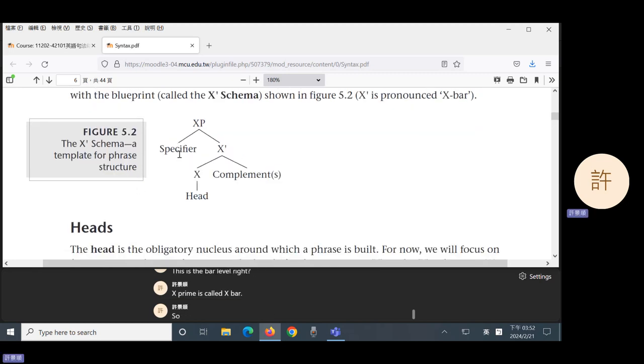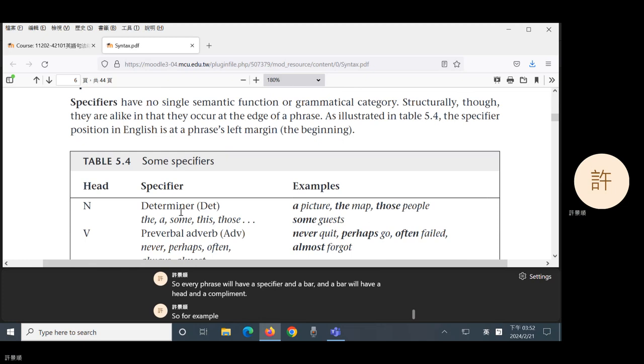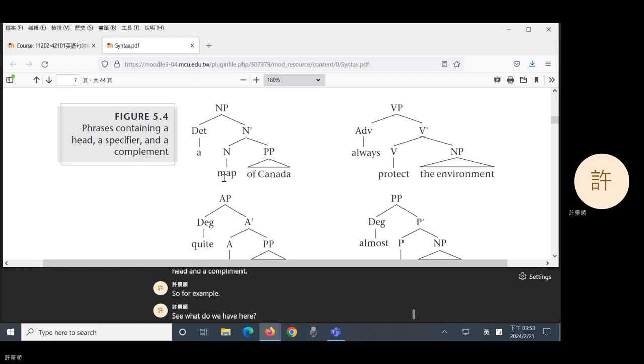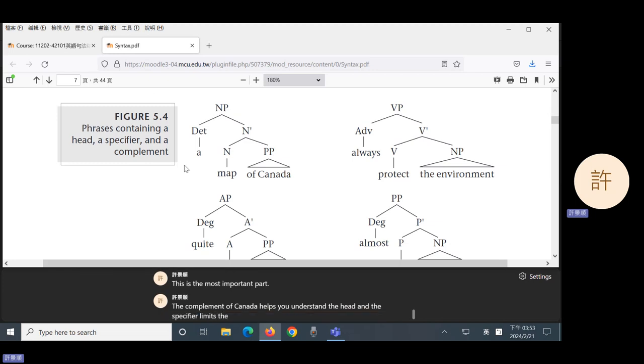So every phrase will have a specifier and a bar will have a head and a complement. So, for example, let's see, what do we have here? A map of Canada. The map is the head. This is the most important part. The complement of Canada helps you understand the head, and the specifier limits the possibilities of the phrase. So, a map. What kind of map? A map of Canada.